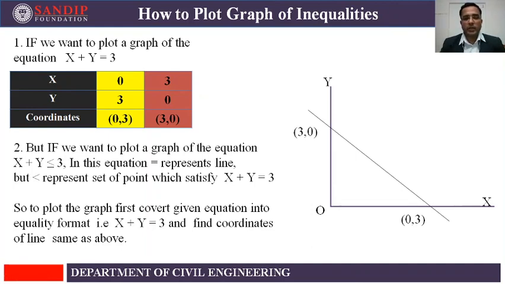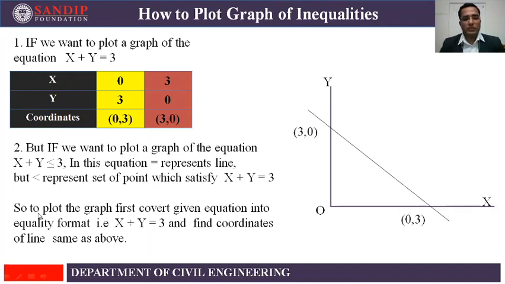Now, if we want to plot the graph of x plus y less than or equals to 3, in this, the equals to sign represents a line, but less than represents a set of points which satisfy the condition. So if inequalities are present in a given equation, how do we plot the graph? For this case, we have to convert the less than or equals to inequality into equality.